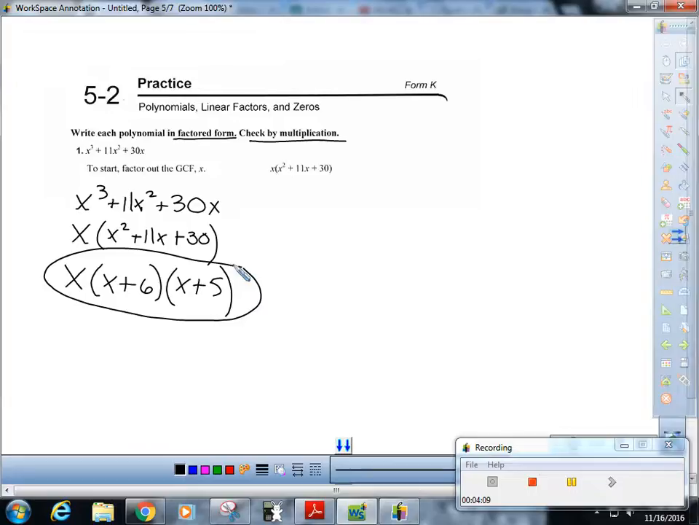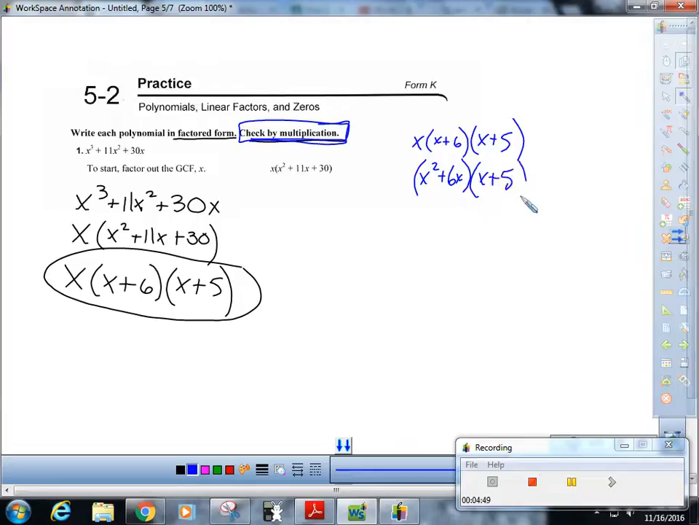Okay? I hate this part because I'm about ready to confuse you. But now I'm going to check my answer to make sure it was right. Okay? So you're done. I want everybody to understand that. The question is answered. Now I'm just checking. So x times x plus 6 times x plus 5. You have to do this one multiplication at a time. So take your x and multiply it by this. You get x squared plus 6x times x plus 5. You see how I did that?